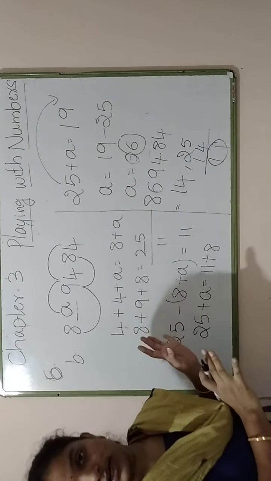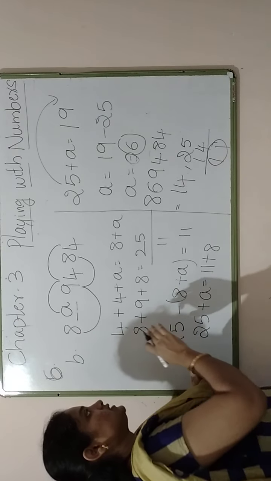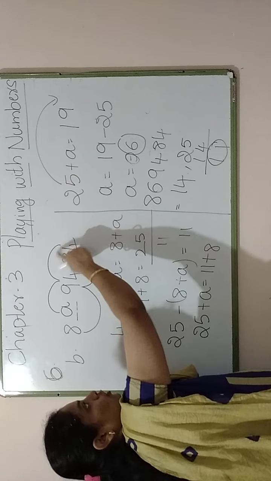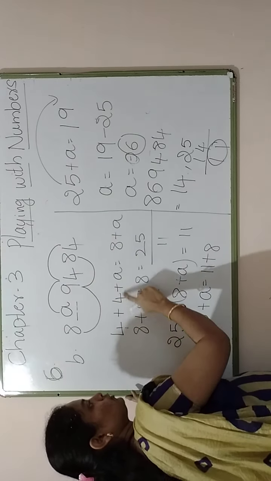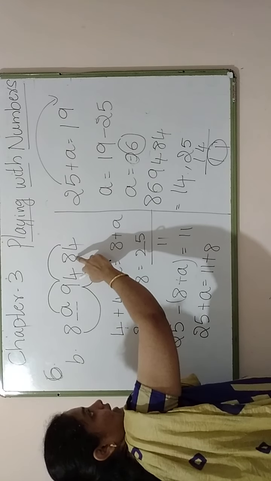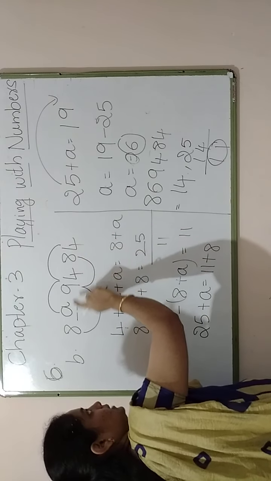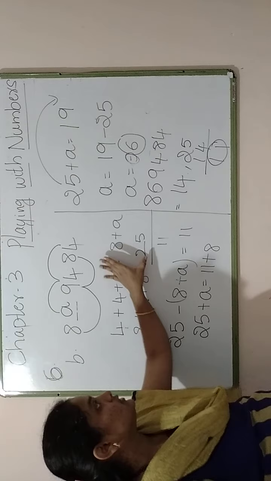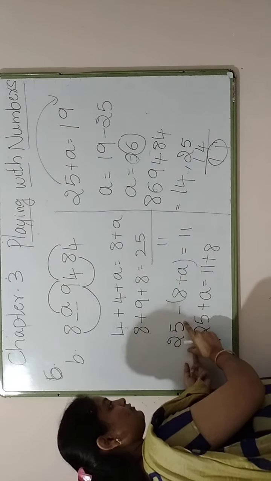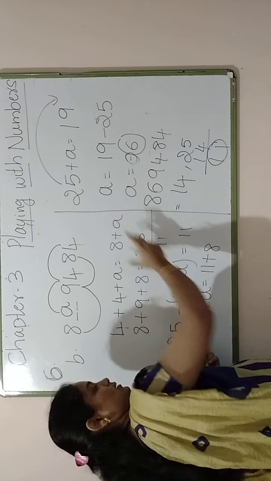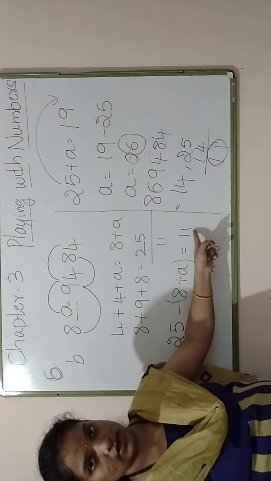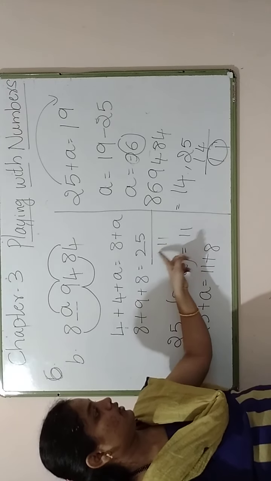So what did we do right now? I'll explain it once again. Check it carefully. So the sum of the numbers at the odd places: 4 plus 4 plus a is equal to 8 plus a. Keep it that. And now the even places is 8 plus 9 plus 8. That is 25. The difference should be 11. So what I did is 25 minus this number, 25 minus 8 plus a, which should be equal to 11.